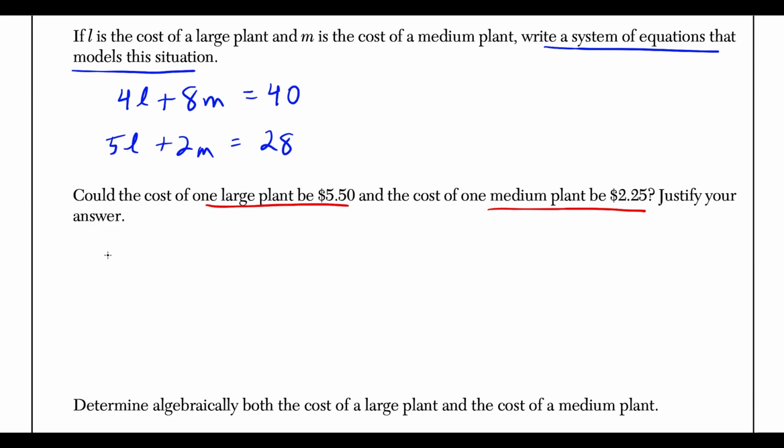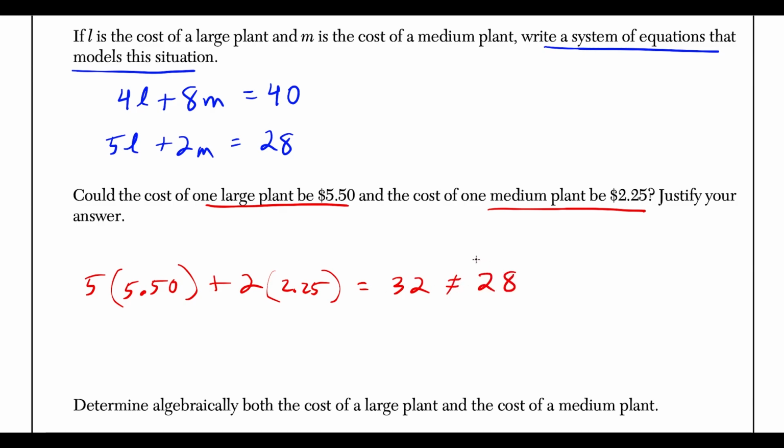But watch what happens if we plug it into the second equation. If we plug in L is $5.50, so we have 5 times $5.50 plus 2 times M is 2.25. If you were to plug this in and try to verify this here, this is going to work out to 32 when it should be equal to 28. So this equals 32, which is not equal to 28. So this tells us these could not represent the cost of a large and medium plant.